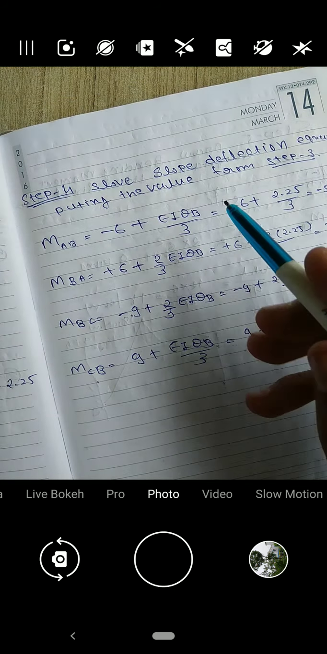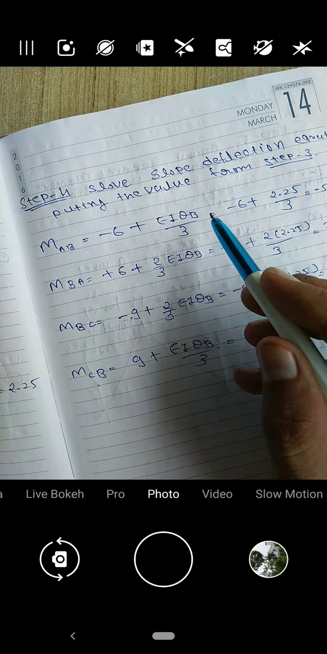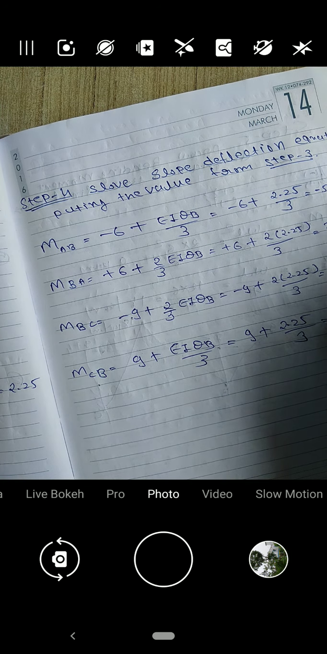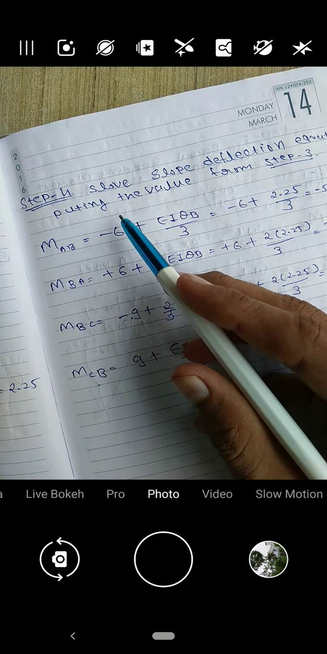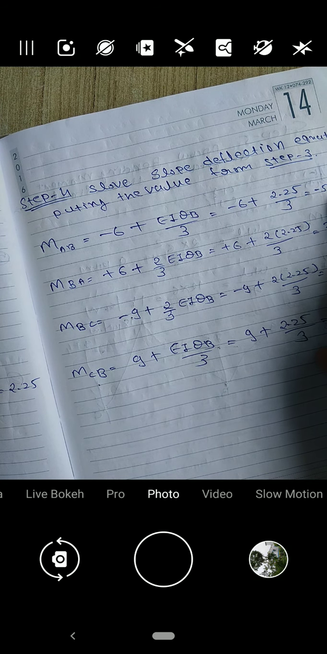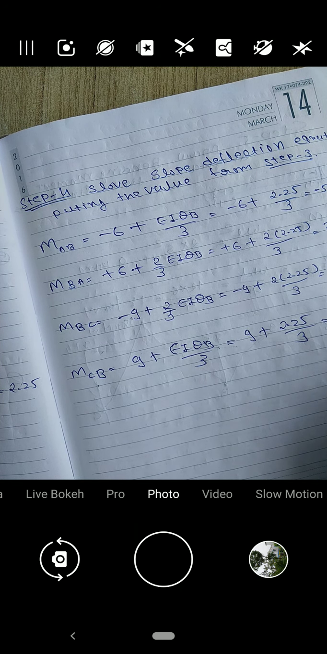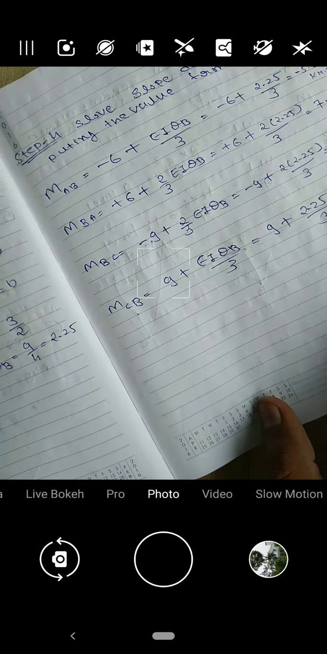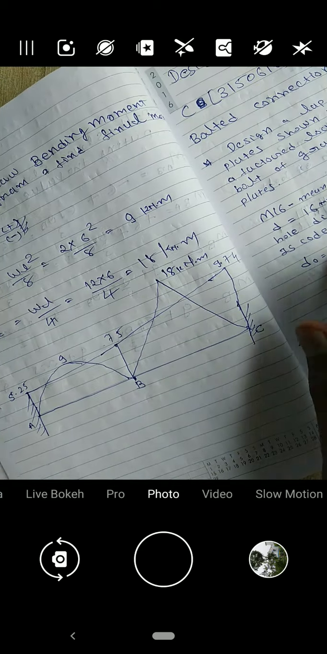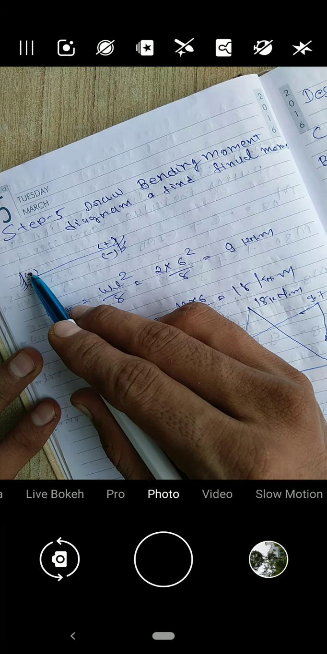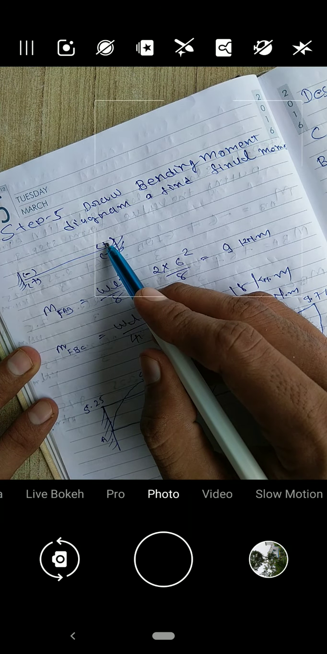Here we put the EI theta B value, so minus 6 plus 2.25 divided by 3 is equal to minus 5.25 kN per meter. Then similar way we solve all 4 equations and find the moments: 5.25, 7.5, 7.5, 9.75. Okay, and now the final and last step, the bending moment diagram. Here in upper there is a minus, then plus, then minus.